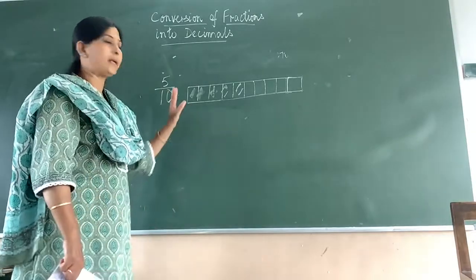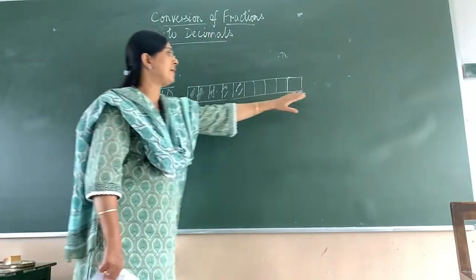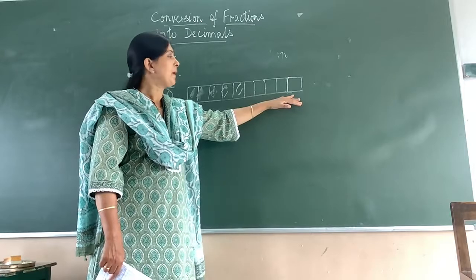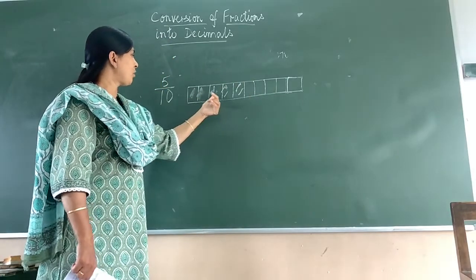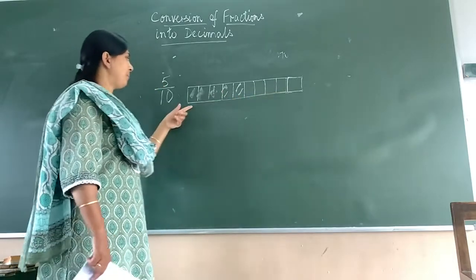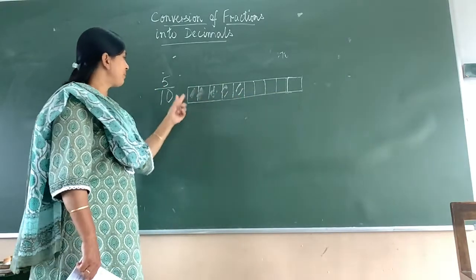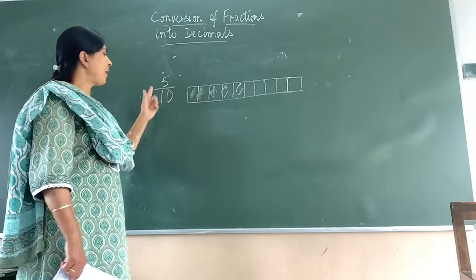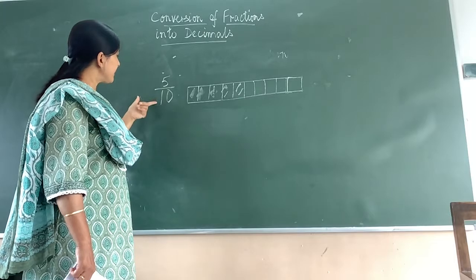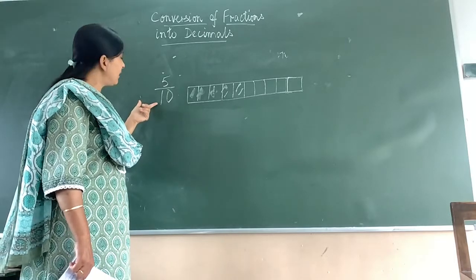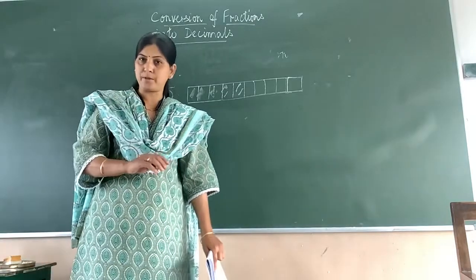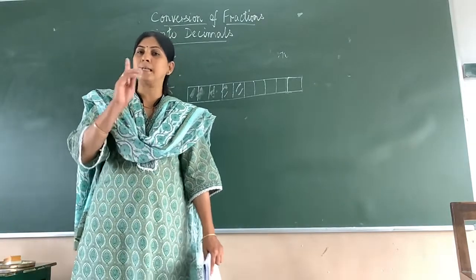What does 5/10 mean? 5/10 means a whole thing is divided into 10 equal parts, and we are talking about 5 parts. See, I have shaded 5 parts out of the 10 equal parts. That means we are talking about the shaded portion of the figure. In 5/10, 5 is less than 10. The numerator is less than the denominator. So what type of fraction is it? It is a proper fraction, and a proper fraction is less than 1.